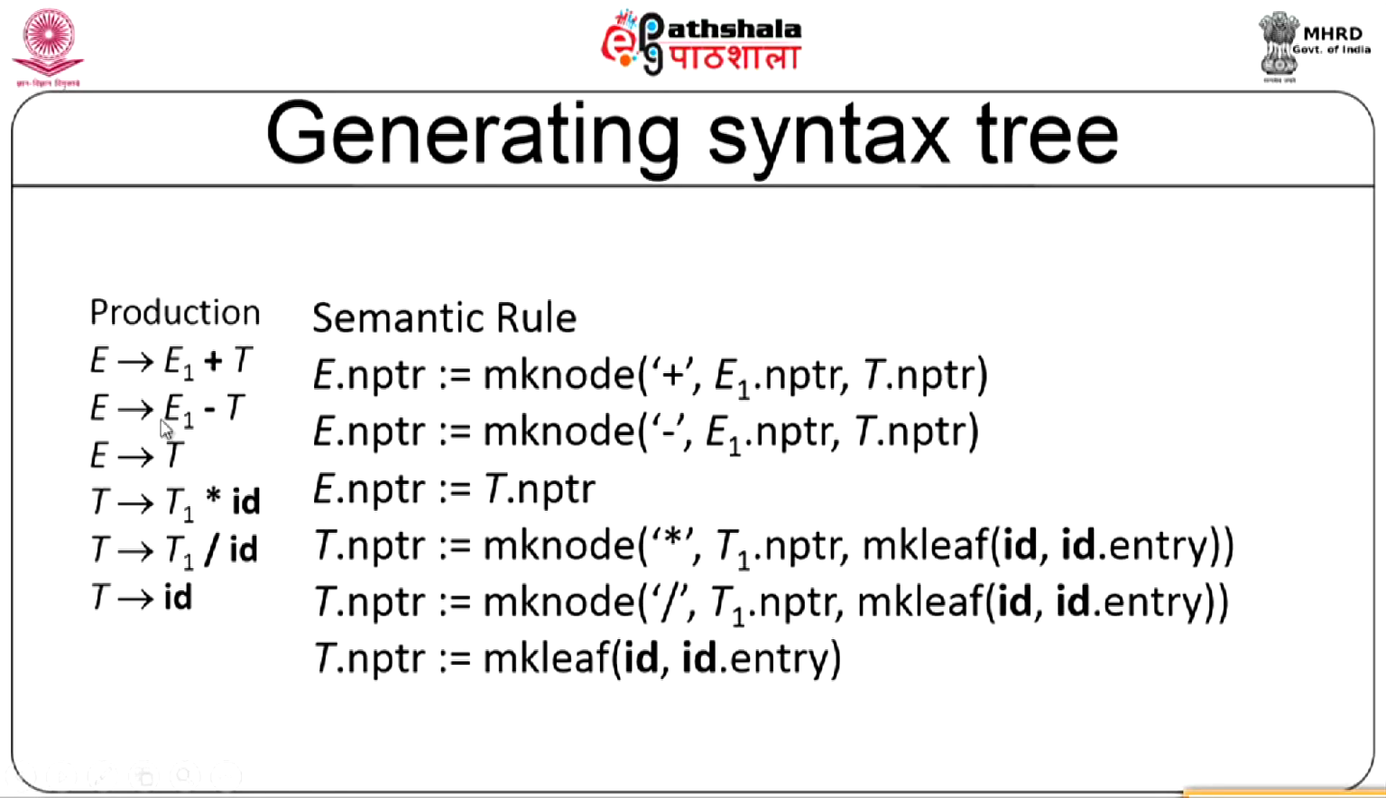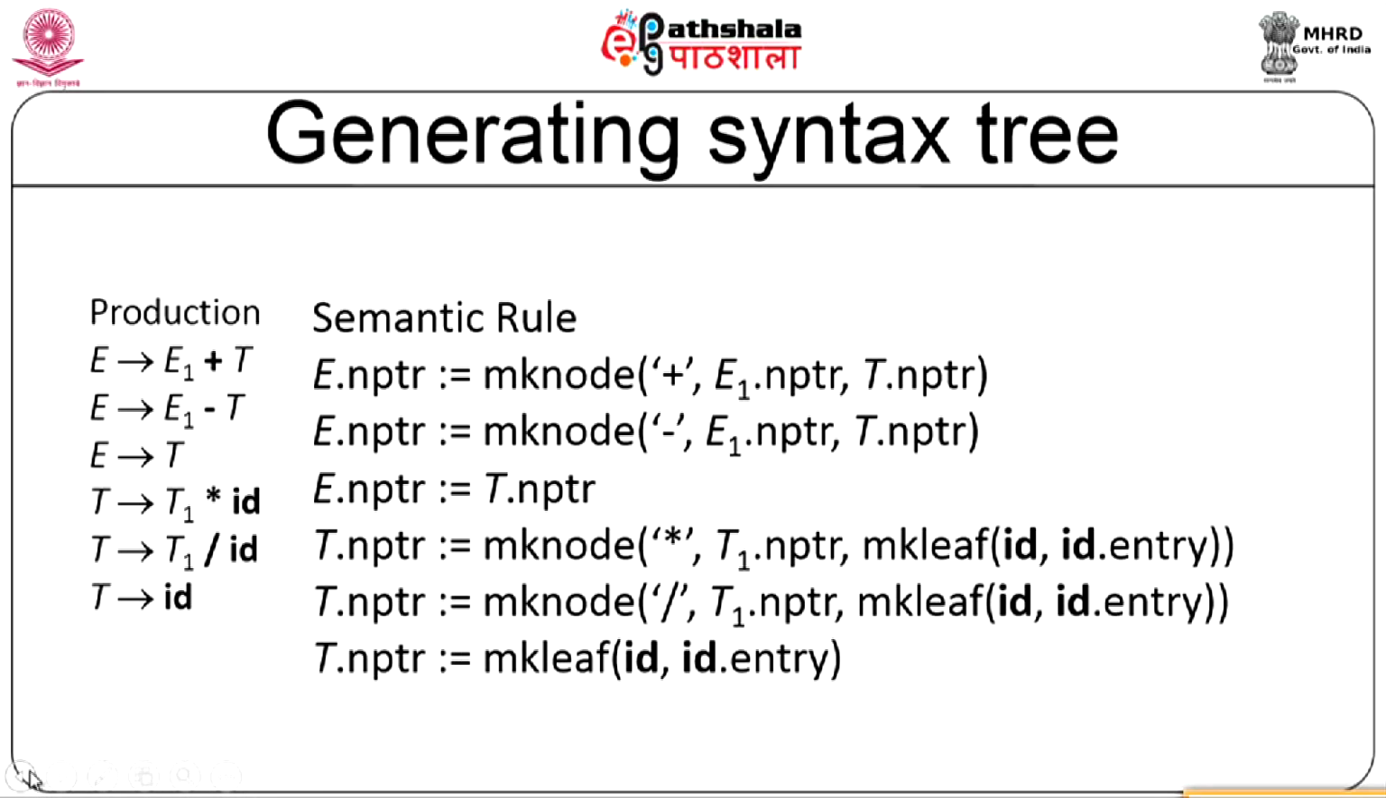For this particular semantic rule, again it is similar to this one. E produces T is simply E.node pointer is equal to T.node pointer. I am not doing any make node here, because I simply have to assign it to a different node. Similarly, T1 star ID will be similar to E.node pointer only, make node, and ID indicates an identifier, so it is going to be the last node. So, I am calling it using a make leaf function, make leaf id comma id.entry, and so is the case with the division operator as well as the last point.